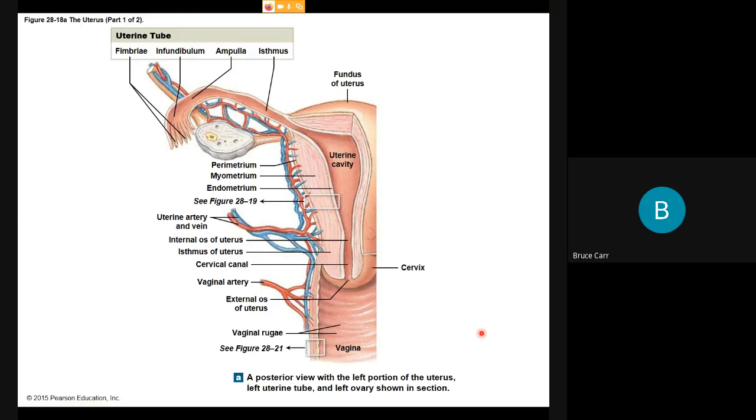Posterior view of the left portion of the uterus shows you those accessory tissues. Here is, as we said before, the ligament connection, suspending the uterus here, holding the ovary in place, tying it up here to the pelvic rim. Here is the pathway from the ovary through the uterine tube into the uterine cavity.